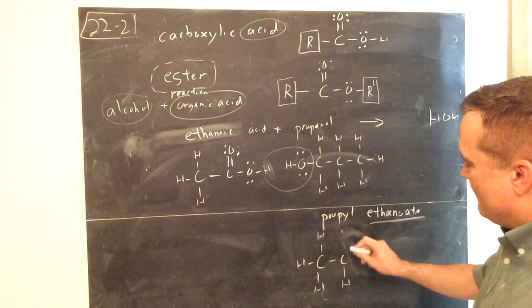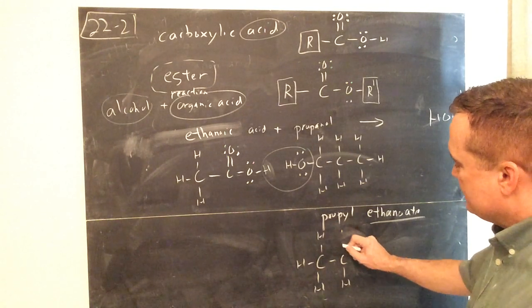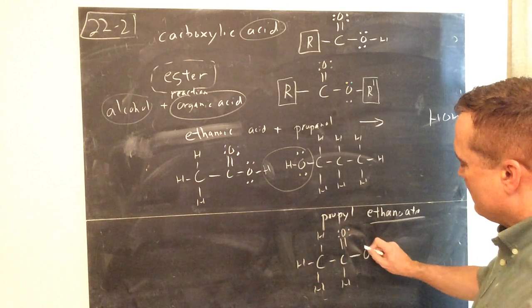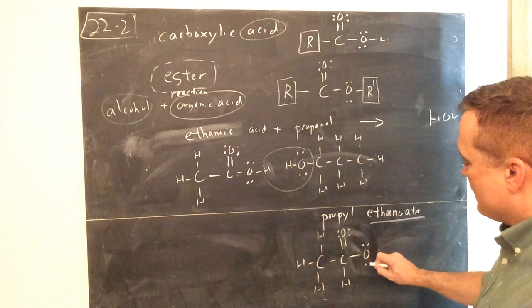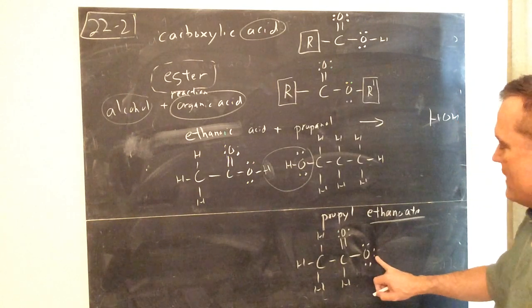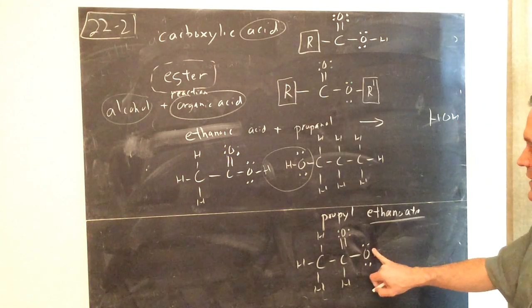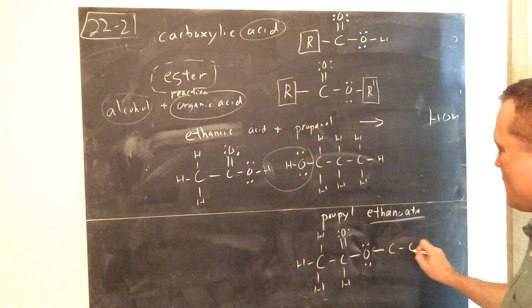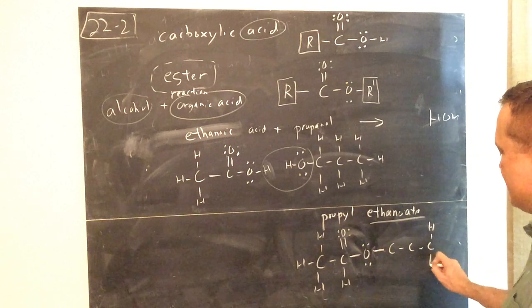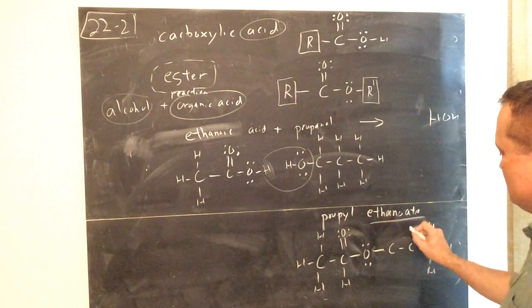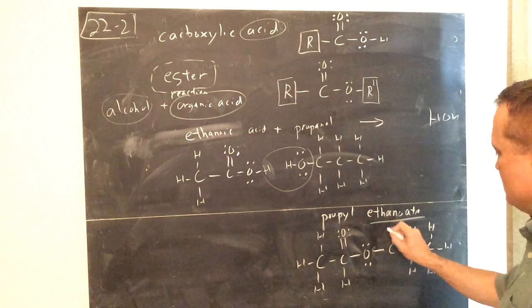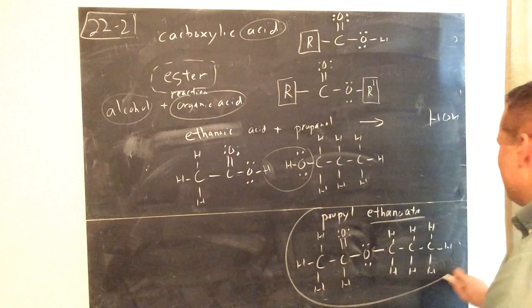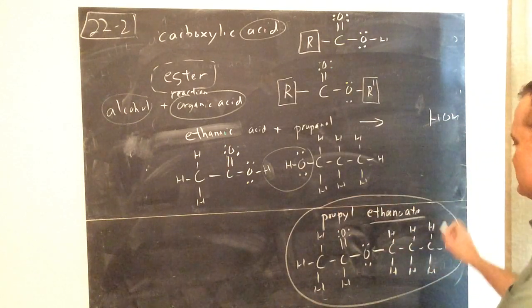Ethanoate would have a C double bond O and another O right there. Remember? But ethanoate looks like this. Now this is going to be attached to propyl. Carbon, carbon, carbon, and of course it brings along its H's. And there is your ester. So this has got to be the most complicated one that you have to know how to draw for AP.